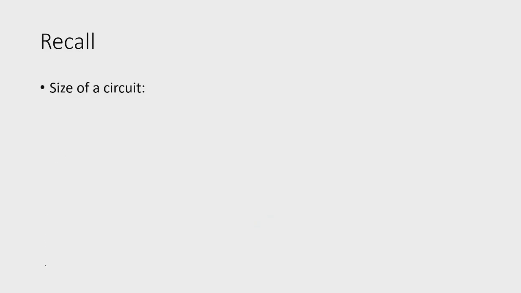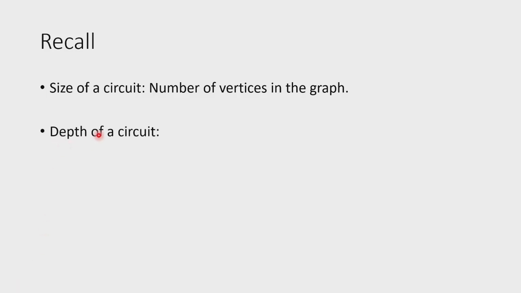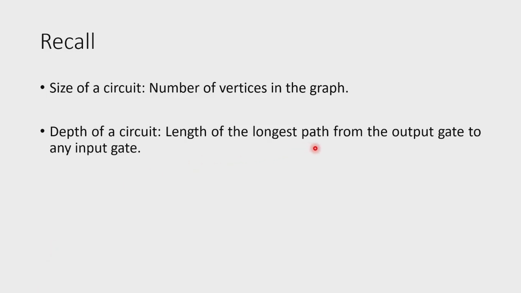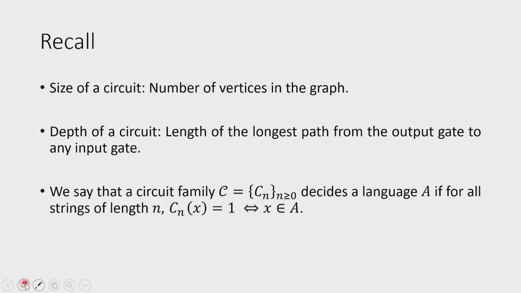Then there are two complexity measures associated with a circuit. The first is the size of the circuit, which is equal to the number of vertices in the directed acyclic graph of the circuit, and there is the depth of the circuit, which is equal to the length of the longest path from the output gate to any input of the circuit. Now we'll work with circuit families, and a circuit family is a collection of circuits Cn for every n greater than or equal to 0.